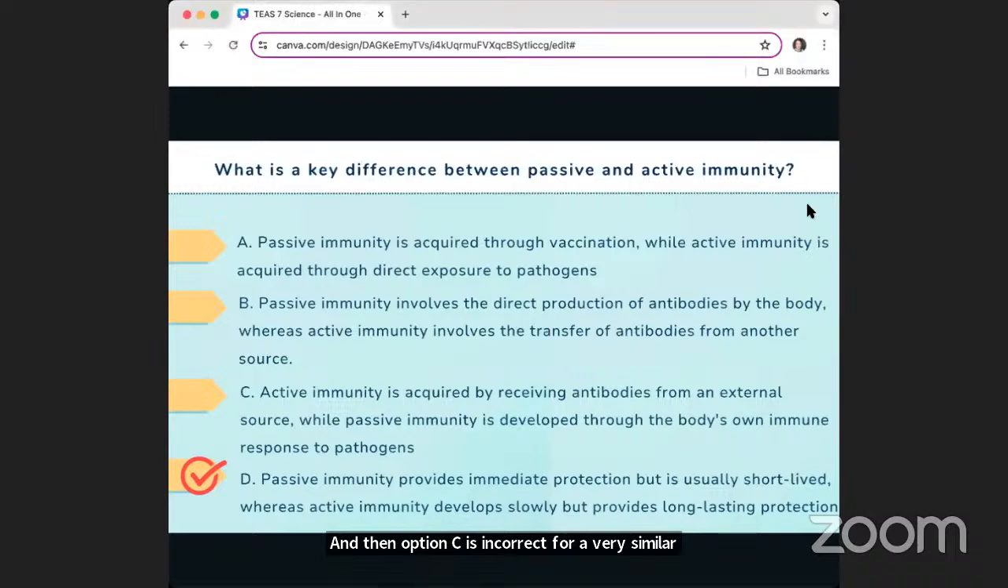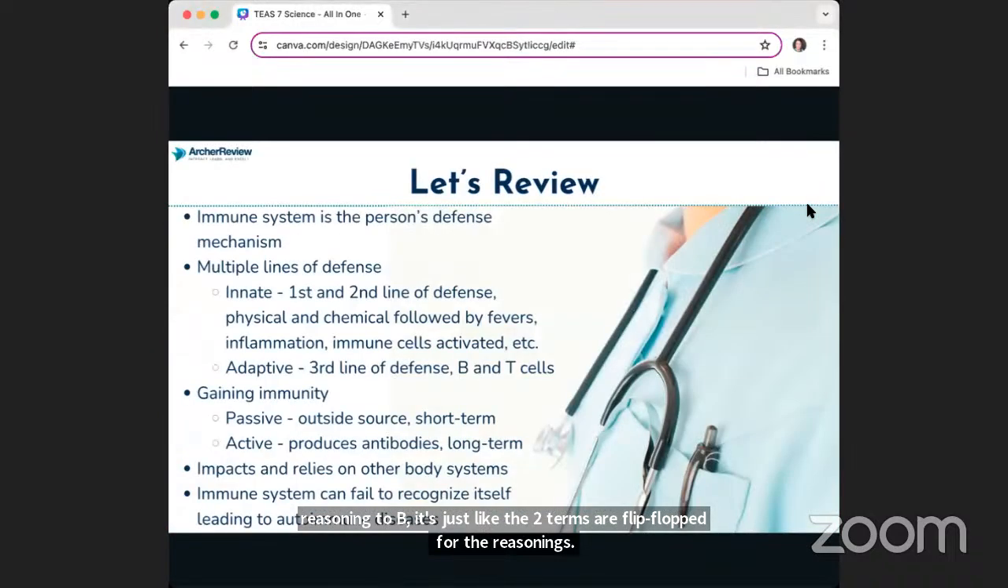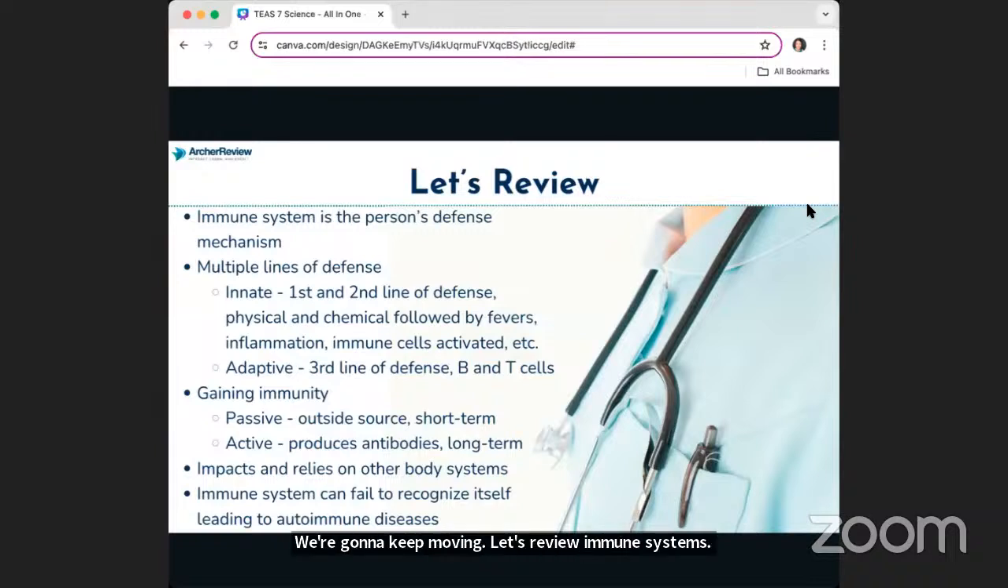All right, we're gonna keep moving. Let's review immune systems. And then we only have one more unit left. We're making not too bad a time. We'll finish after the scheduled time just a bit, but that's okay for those who want to stick around.